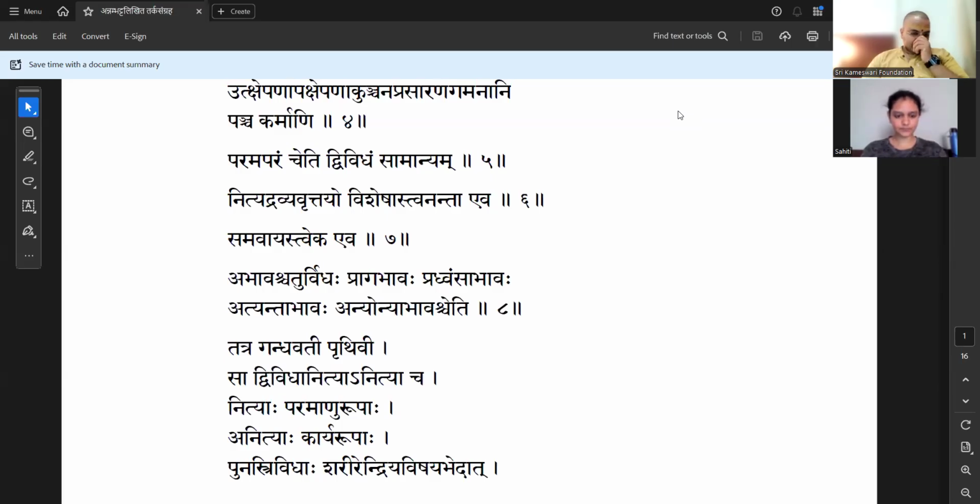So yesterday we completed the introduction and classification of the seven padarthas. The first padartha among the seven is the dravya, and first among the nine dravyas is Prithvi. So therefore, now the classification and definition.